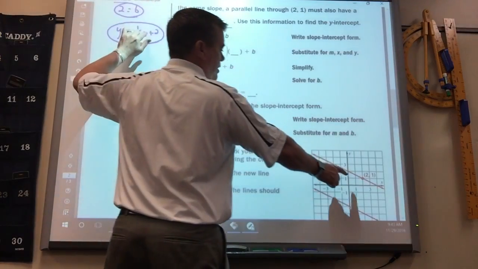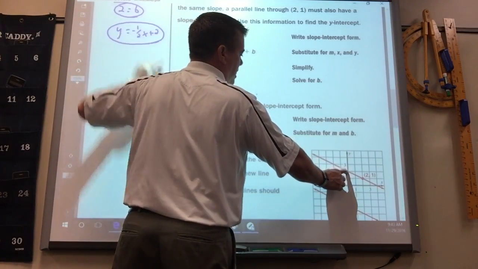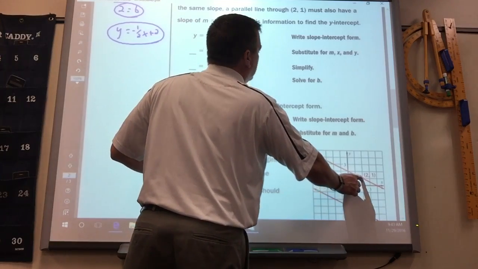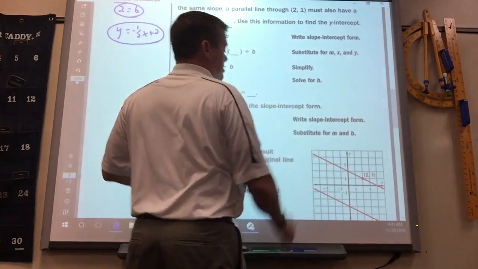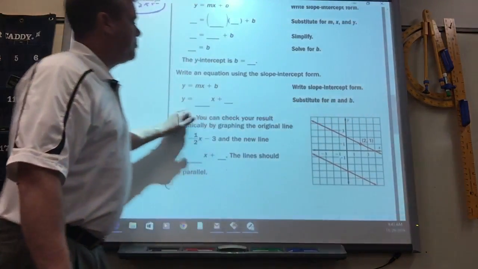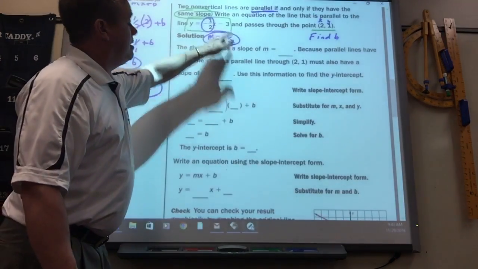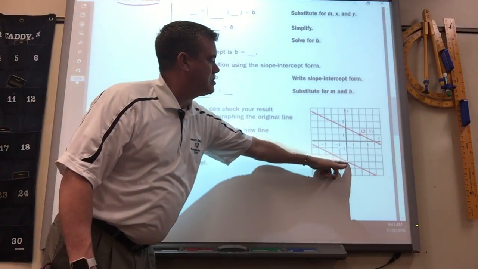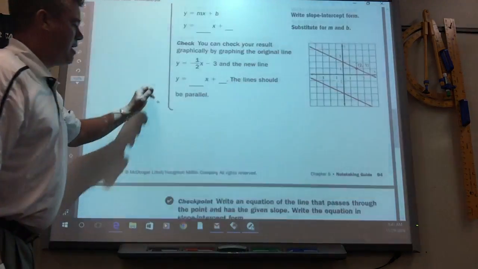This is the one we just found. It crosses at 2. It's got a slope of negative 1/2, down 1/2. Crosses through that point it gave us. And here was the first line they gave us. Crosses at negative 3 with the same slope, down 1/2.